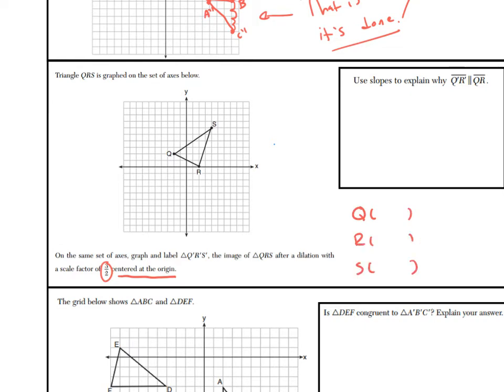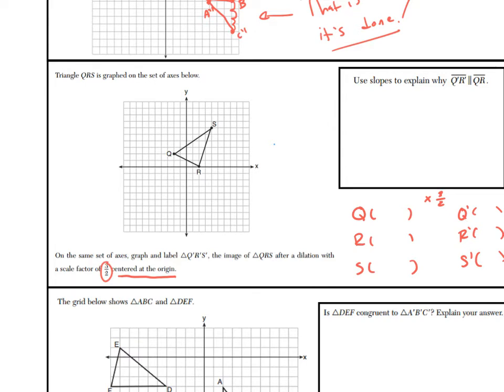And then we're going to multiply those by our scale factor of 3/2, and then that will give us Q prime, R prime, and S prime. And remember, this only works if it's centered at the origin. When it's not centered at the origin, well, it's a little bit more difficult. So let's talk about how to do this.